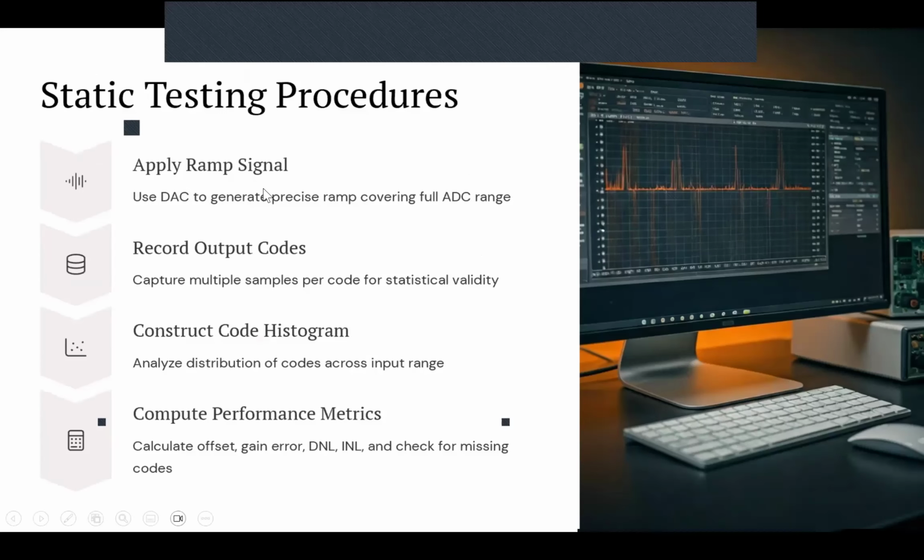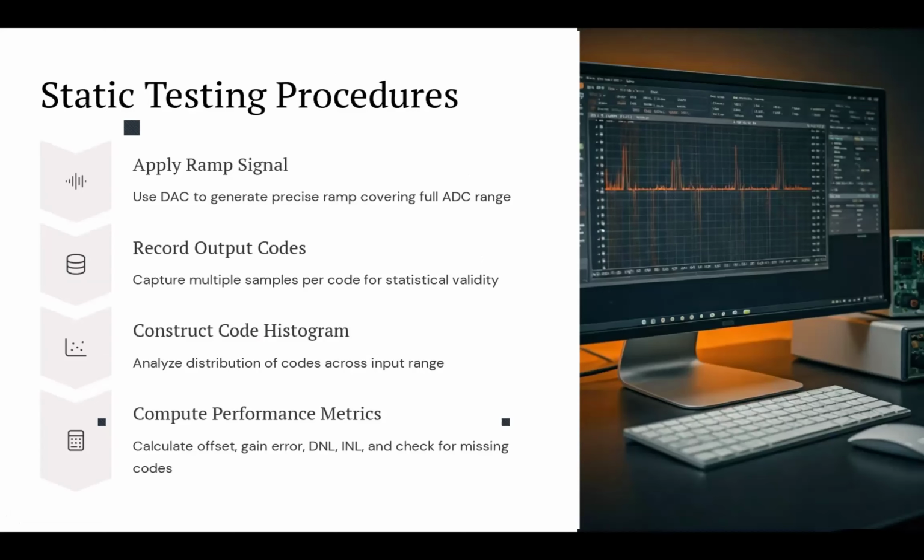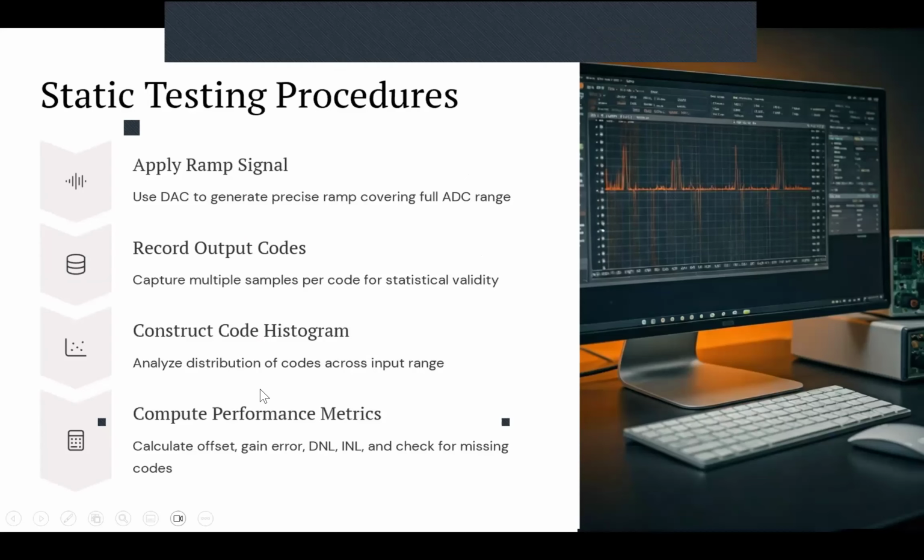Now, the static testing includes applying a ramp signal. We normally use a DAC to create a slowly changing ramp signal. We record the output. We construct the code histogram, that graph that I showed you, and analyze the distribution of the code across the input range.